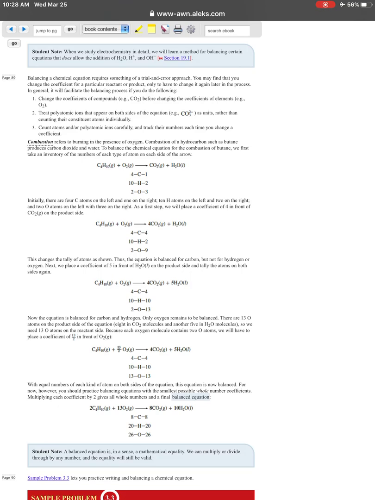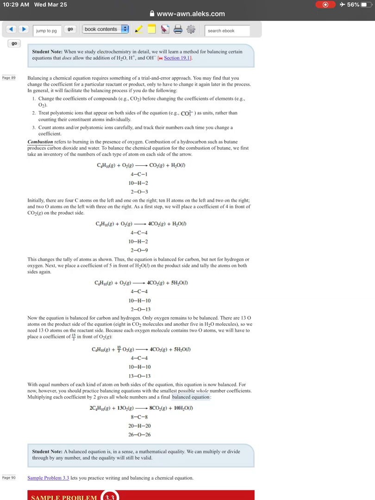Combustion refers to burning in the presence of oxygen. Combustion of a hydrocarbon such as butane produces carbon dioxide and water. To balance the chemical equation for the combustion of butane, we first take an inventory of the numbers of each type of atom on each side of the arrow. C4H10 gas plus O2 gas yields CO2 gas plus H2O liquid.